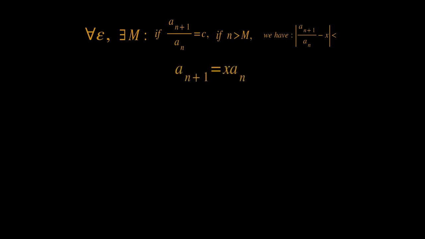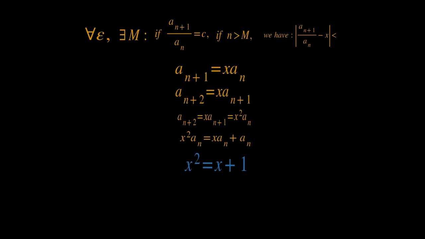Now we can see that A sub n plus 1 is equal to x times A sub n, and A sub n plus 2 will approximately be equal to x times A sub n plus 1. But as n gets larger and larger, this approximation gets better and better, eventually becoming an equality. So A sub n plus 2 is equal to x times A sub n plus 1 equals x squared times A sub n. So x squared times A sub n is equal to x times A sub n plus A sub n. Dividing everything through by A sub n, we get x squared equals x plus 1.